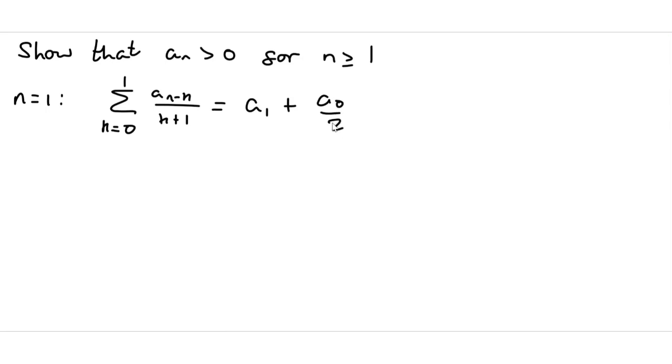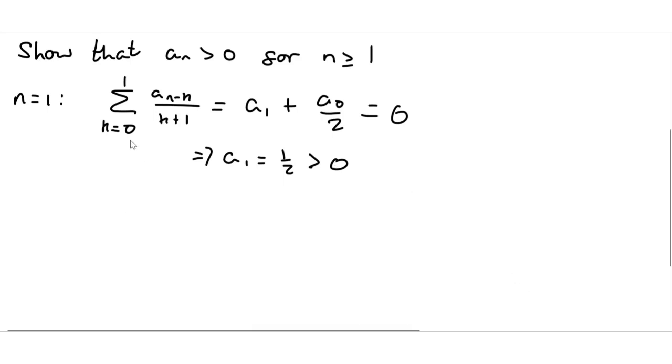We'll start with the anchor step. For the case when n is equal to 1, we know that the sum from k equals 0 up to 1 of a(n-k)/(k+1) is equal to 0, but this is also equal to a1 + a0/2, and that's equal to 0. And a0 is -1, so that clearly gives a1 equal to 1/2, which is greater than 0. So the result we're looking to prove is true when n is equal to 1.